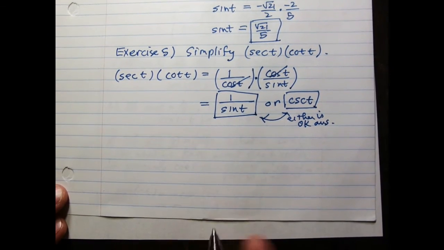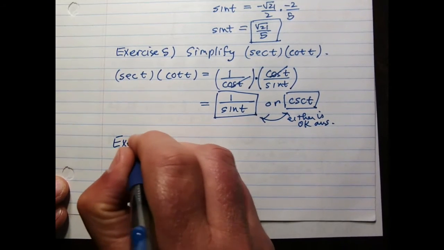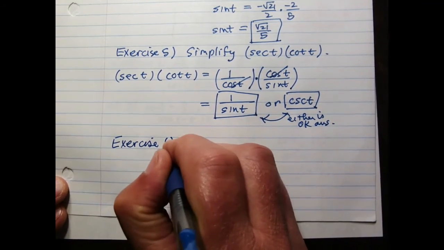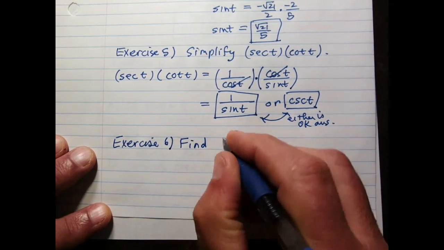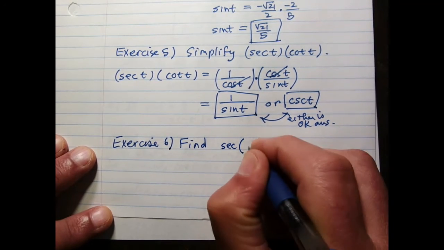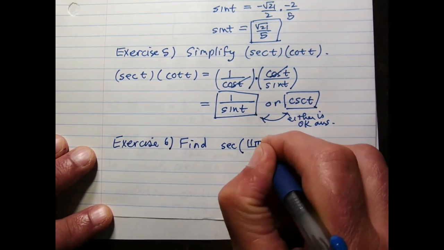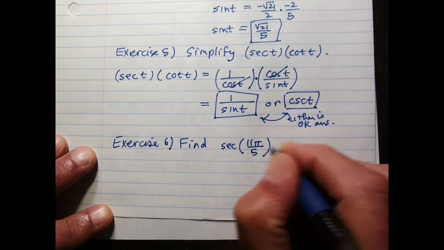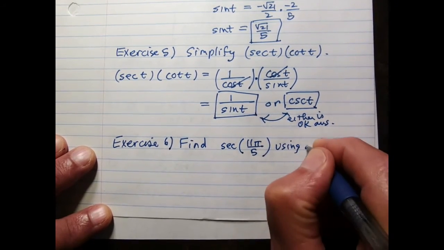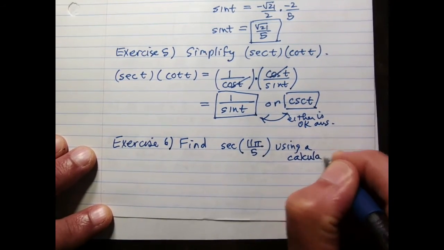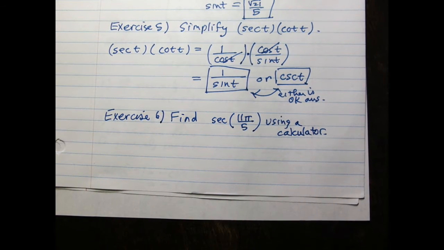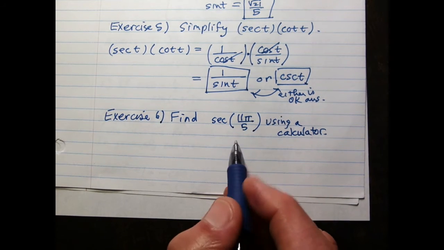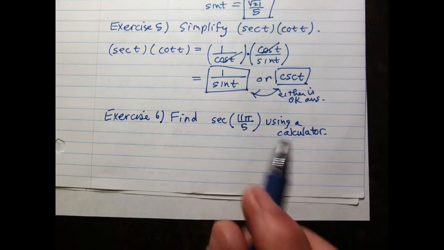And I think I got one more. This is really easy, but I just want to make sure we've talked about it a little bit. Find secant of 11 pi over 5 using a calculator. We do so much in this class where I'm saying, don't use a calculator, gotta do it by hand. And then I find out that people don't know how to use a calculator at all, and I have a heart attack over it. So you want to make sure you can do something like this on a calculator.